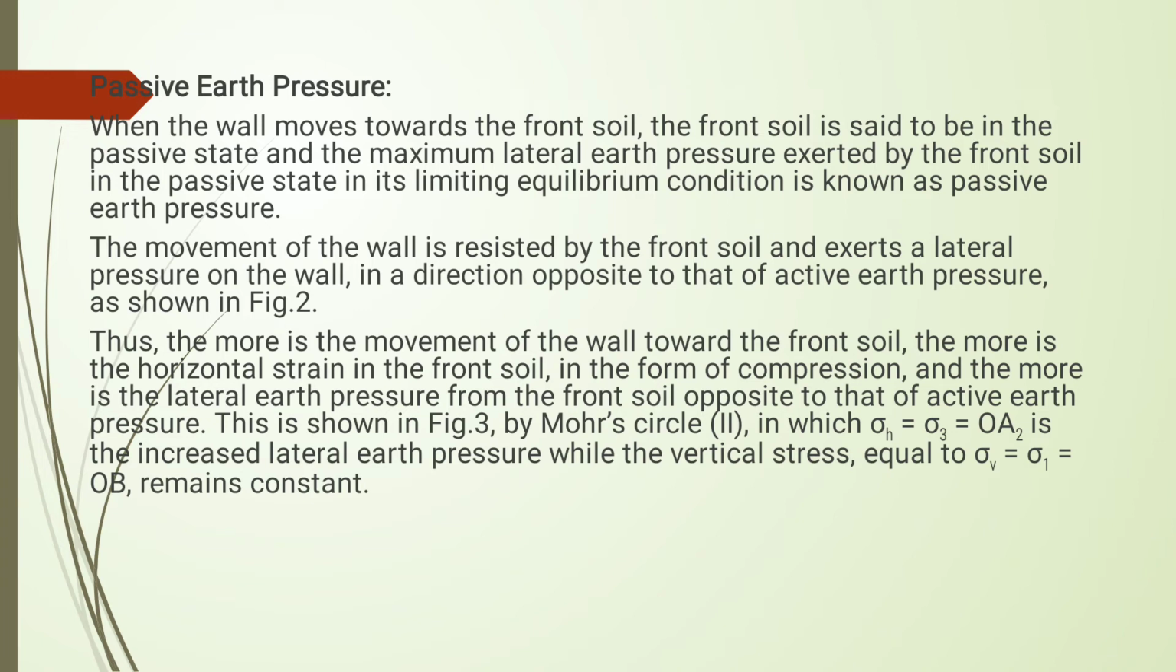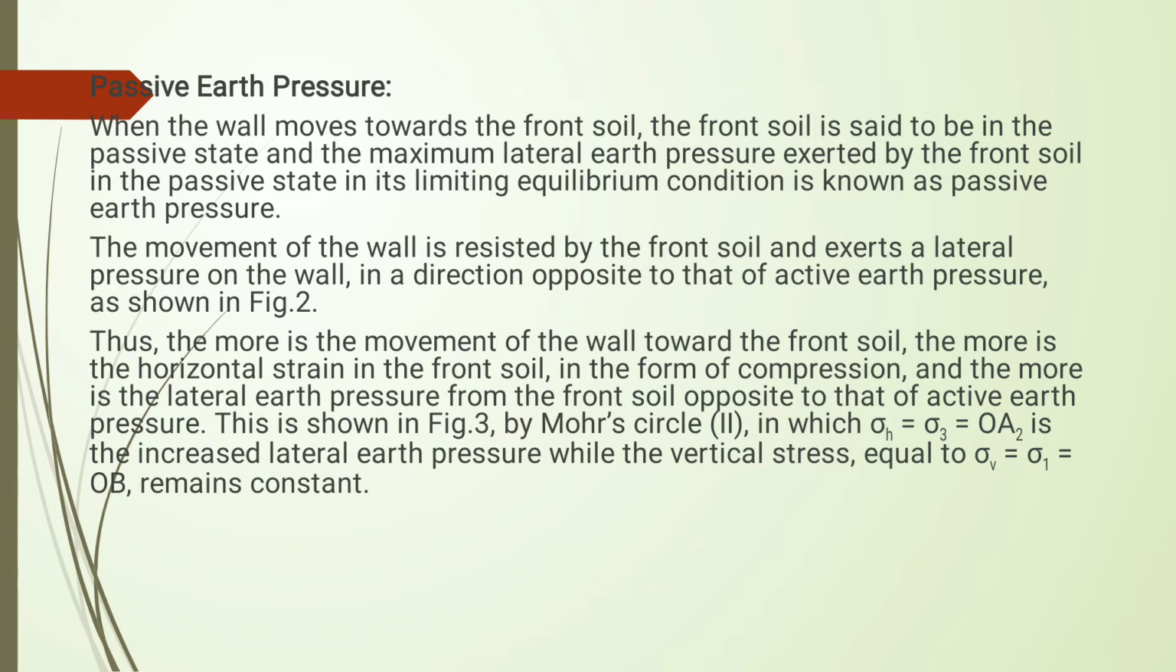When the wall moves towards the front soil, the maximum earth pressure exerted by the soil in the passive state is called passive earth pressure. Here, the movement of the wall is resisted by the soil, which exerts a pressure on the wall. So there is a movement of the wall towards the soil. Therefore, there is more strain in the front soil in the form of compression. Due to this, there is more lateral earth pressure. Due to more lateral pressure, the diameter of the Mohr circle is reduced.